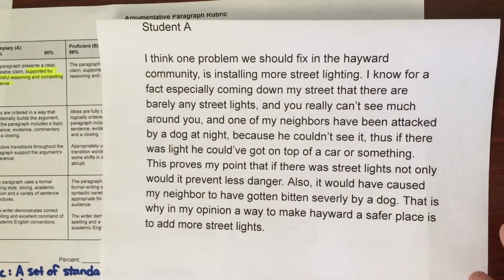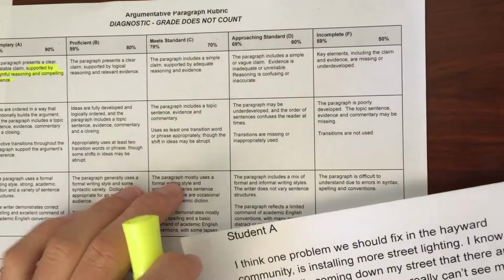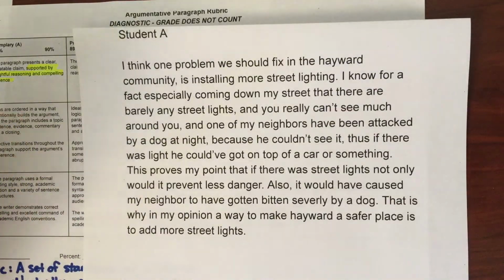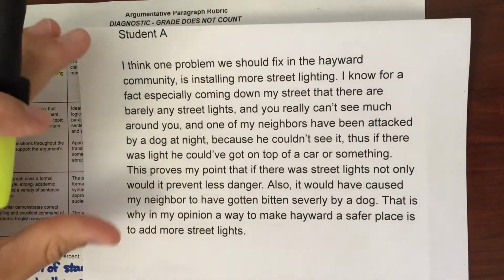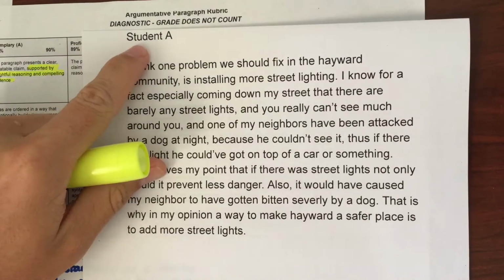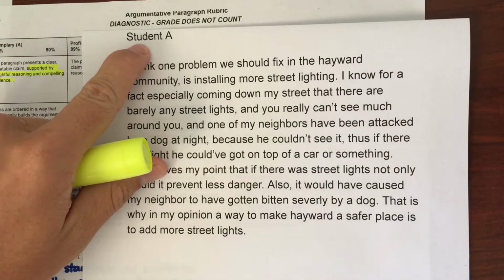Good morning, English 1. This is Mr. Huling here, making you a short video on how to use a scoring rubric to grade your argumentative paragraphs. Now, in order to watch this video, you need to have first watched and read the Student A sample.